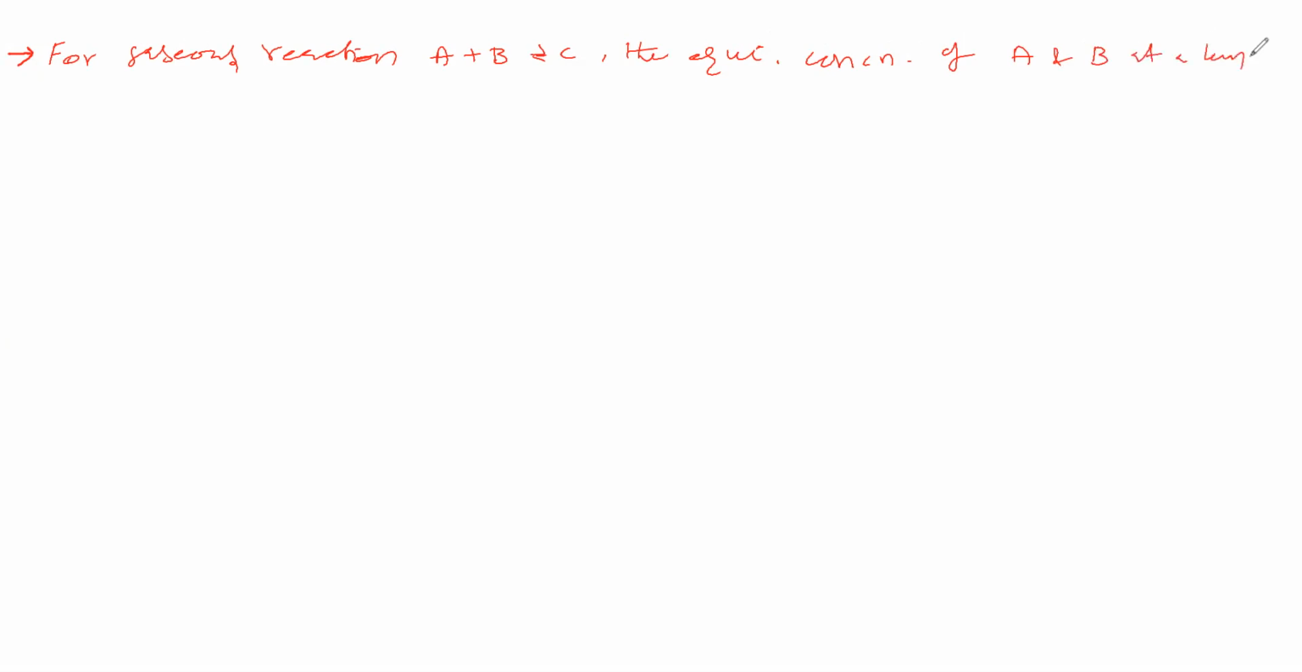Let us continue chemical equilibrium sums. Let us see the sum. We'll take a gaseous reaction, A plus B gives C. The equilibrium concentration of A and B at a temperature is 15 molar.